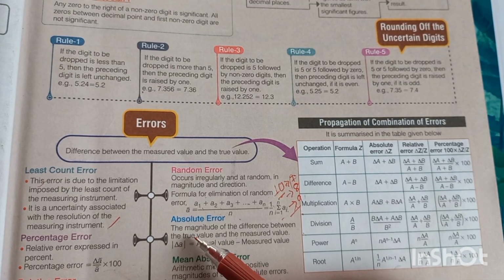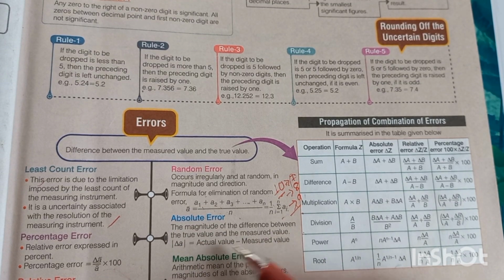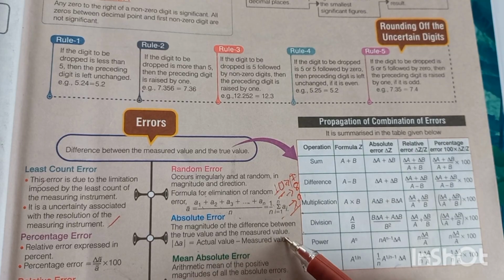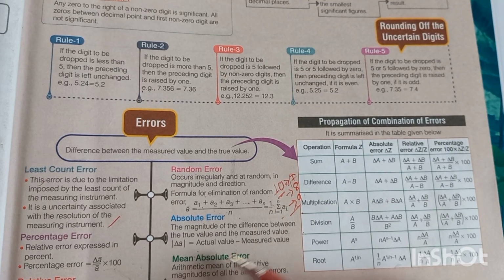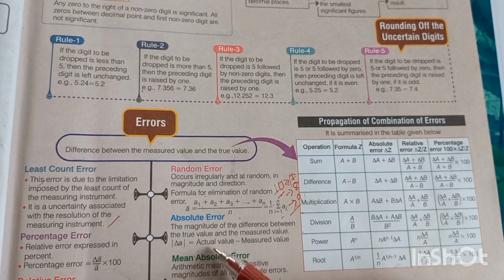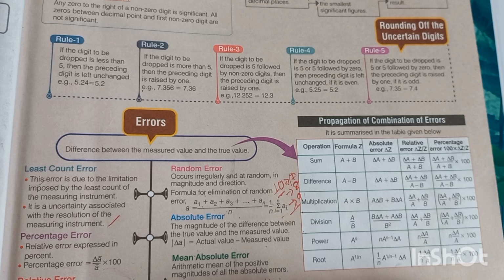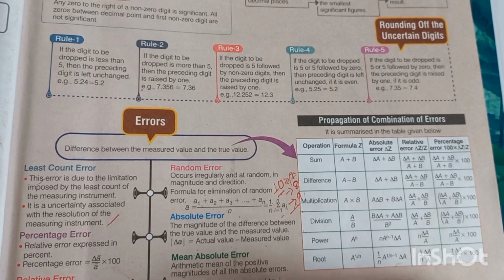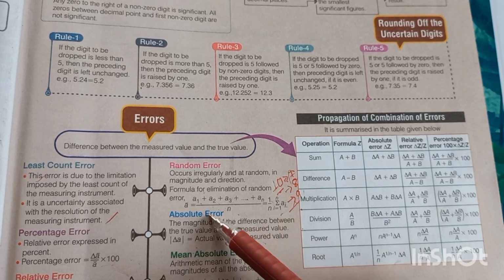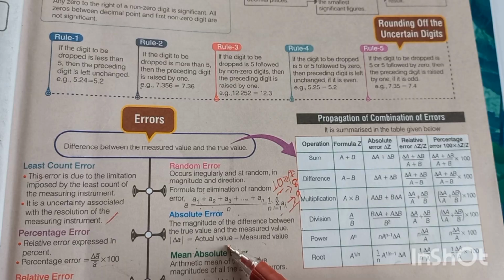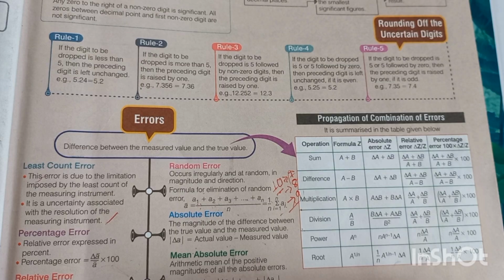Absolute error is the magnitude of the difference between the true value and the measured value. That is known as the absolute error: the actual value minus the measured value. Then the mean absolute error. Always subtract from the actual value the first reading, then again the actual value and the second reading. So you get the differences, modulus of delta a1 plus modulus of delta a2.